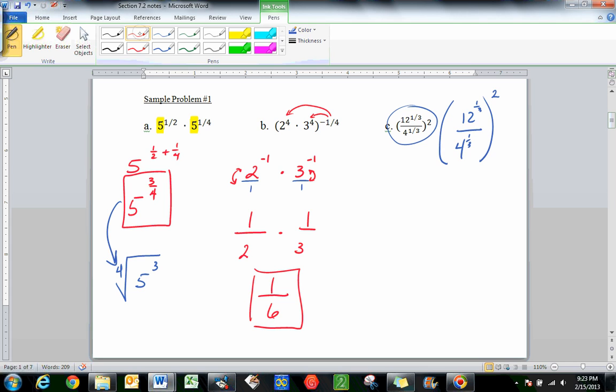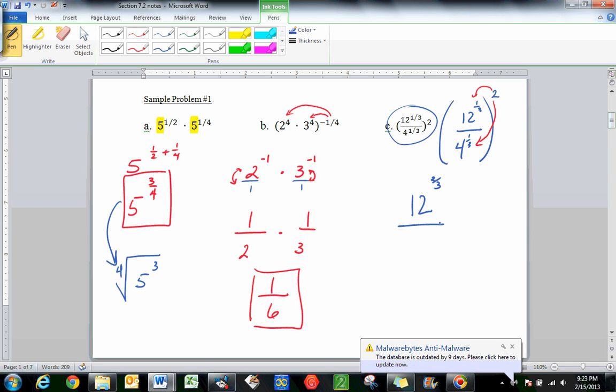And so what happens here is, again, with the quotient property, this power of 2 has to be applied to both exponents. So when we do that, I'm going to end up with 1/3 times 2, so that's going to give me 12 to the 2/3 power, and then 4 to the 1/3, so the 1/3 multiplied by 2 is going to give me 4 to the 2/3 power.